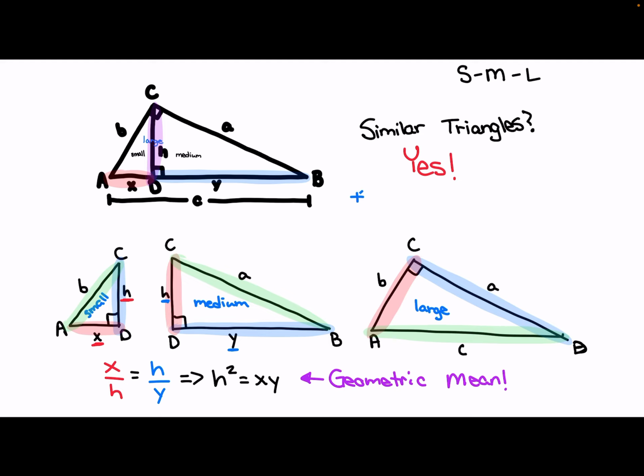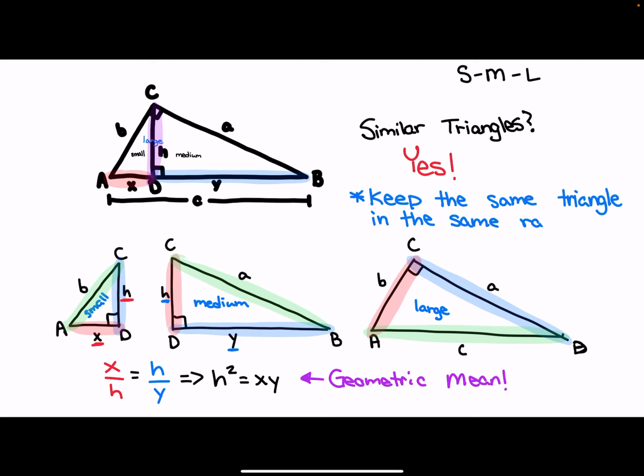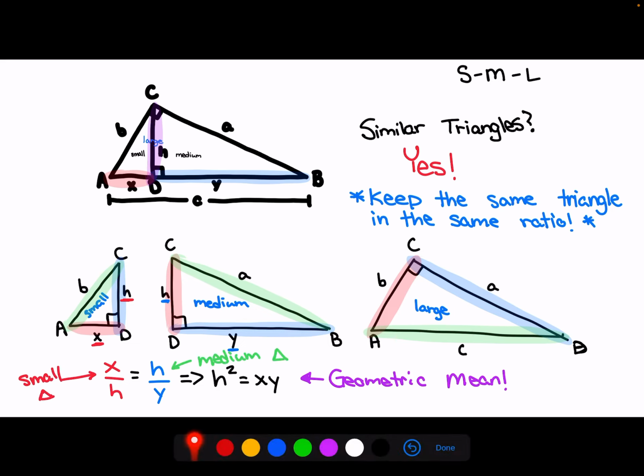Now, make sure that when you guys set up your ratios, you keep the same triangle in the same ratio. We can see that right over here. I have my small triangle in this ratio. Right over here, we have our medium triangle. So h and y. And then we also have x and h. So just keep that in mind. Your ratios should be in the same triangle as well.